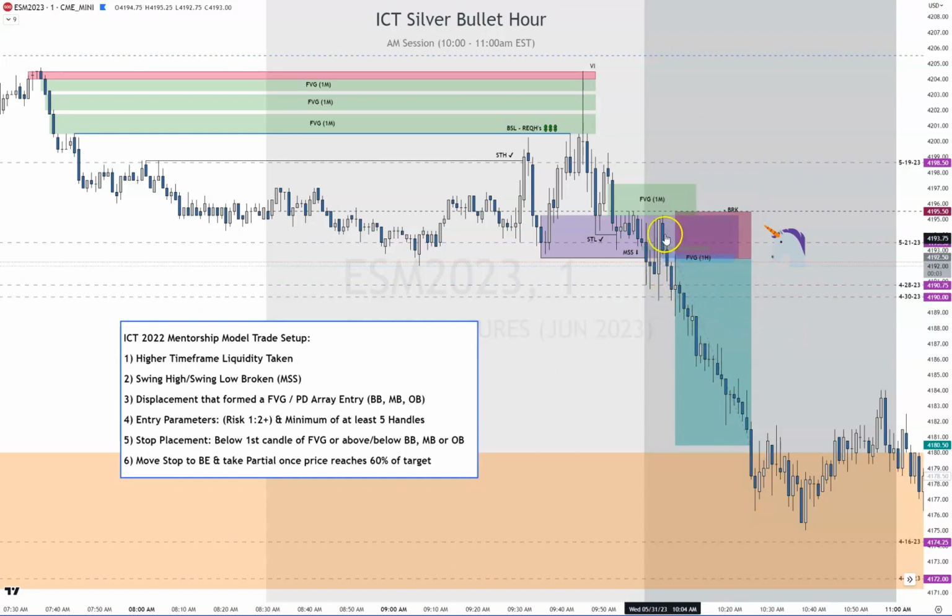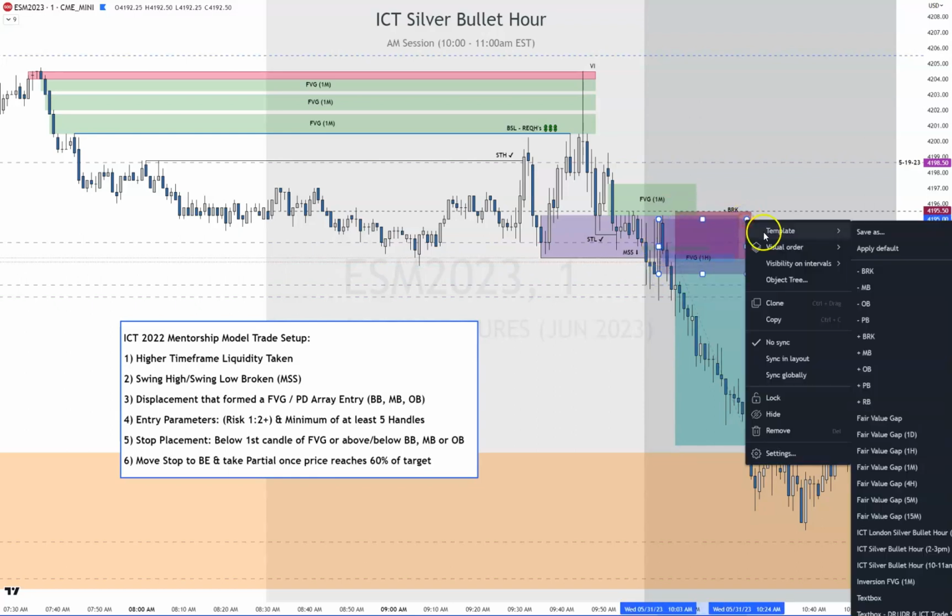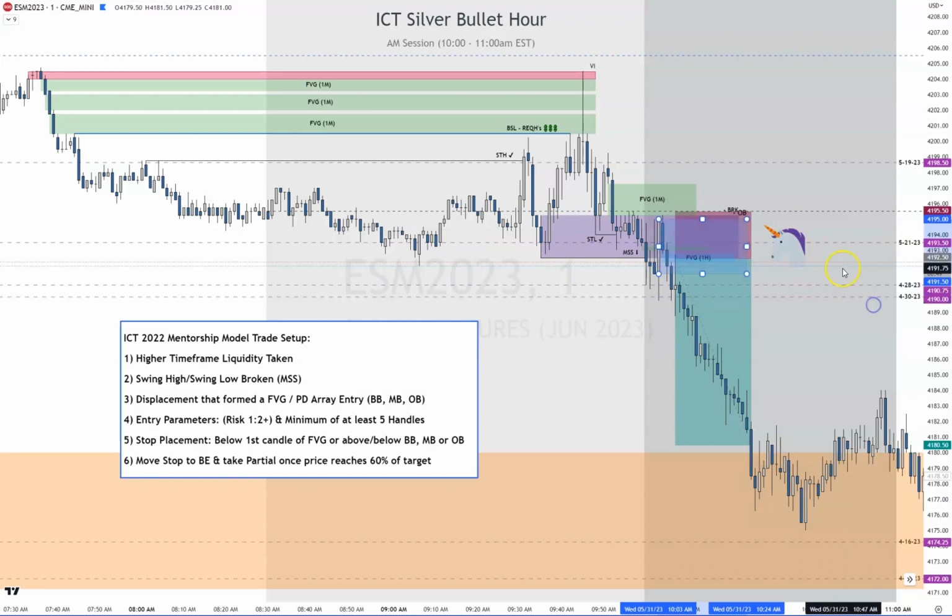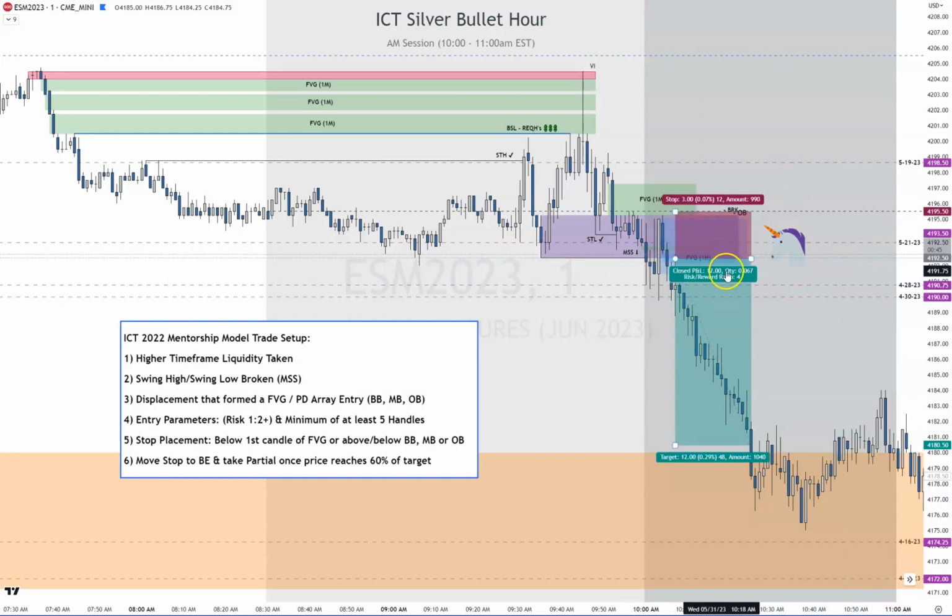You also have this order block right here that you could take as well. You could label that as an order block because it's right here. Just did this part. You can call that order block. So you just have multiple reasons for taking this trade right here. So that is the two setups that I see right there.